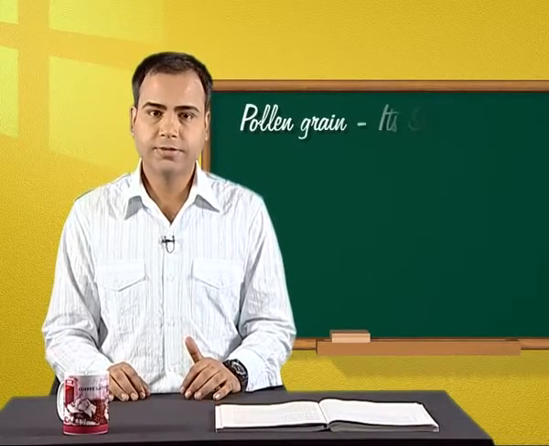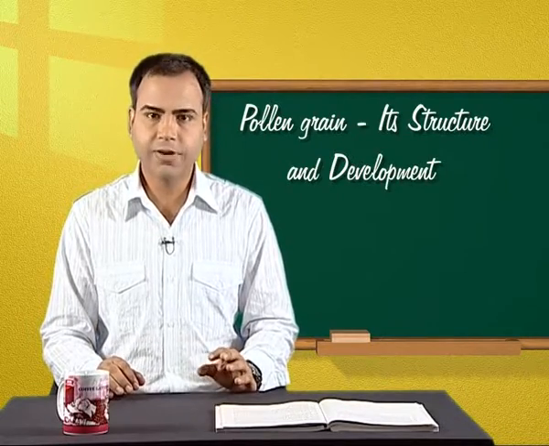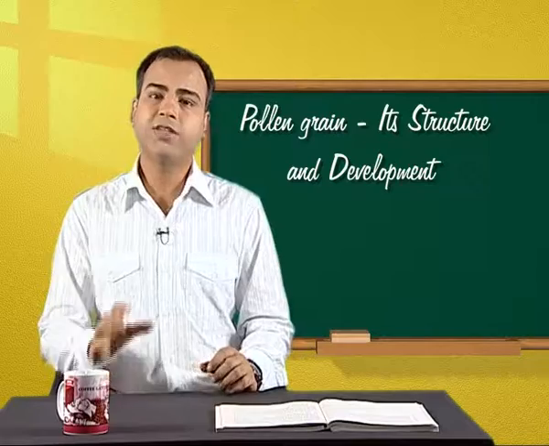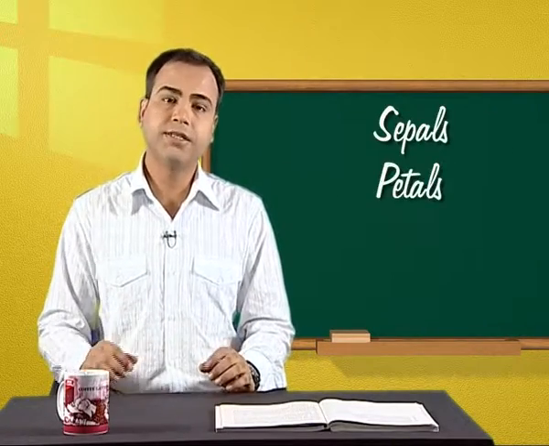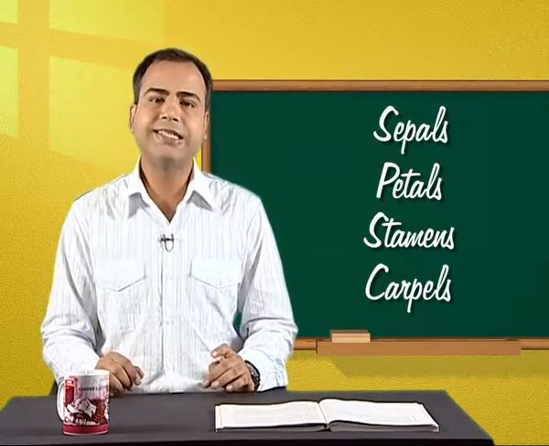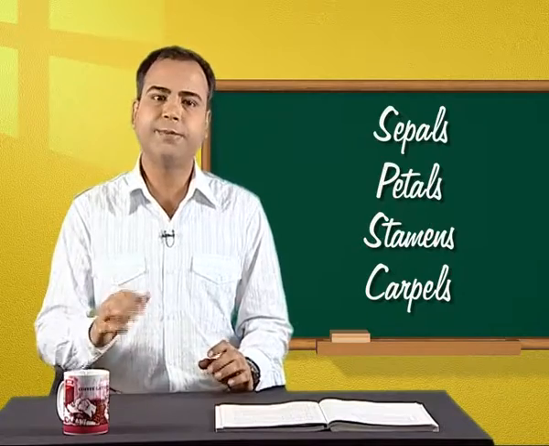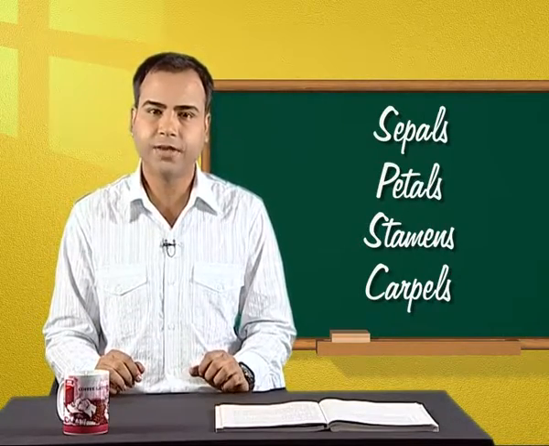Hello students, I hope all of you know about the structure of a typical bisexual flower. A flower has 4 whorls of floral leaves: sepals, petals, stamens and carpels. These last 2 parts, that is stamens and carpels, represent the male and female reproductive structures of flowers respectively.